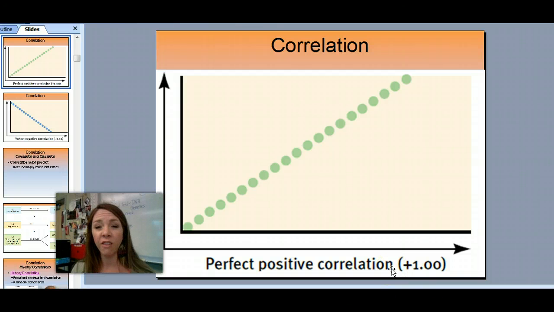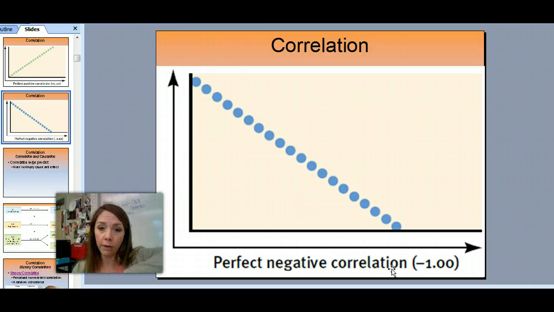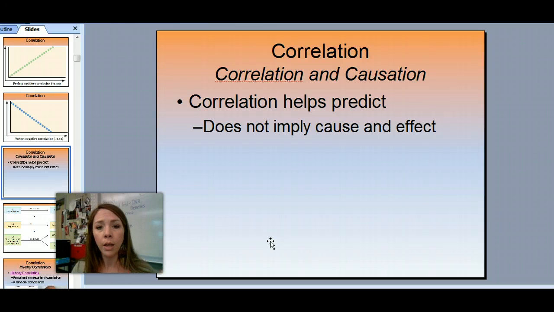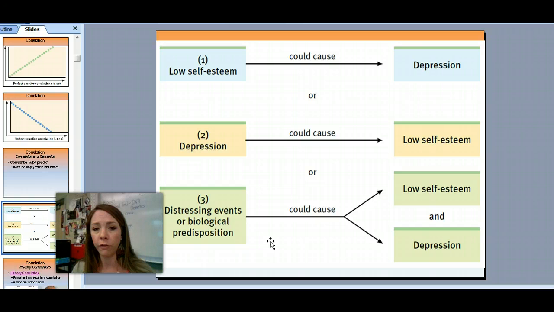Here is a positive perfect slope going this way, positive. Here's a negative correlation. As one goes up, the other goes down. And remember, everything in between just means the closer it is to 1, the stronger. Closer to 0, the weakest. It helps us predict, but does not show cause and effect. Does not show cause and effect.